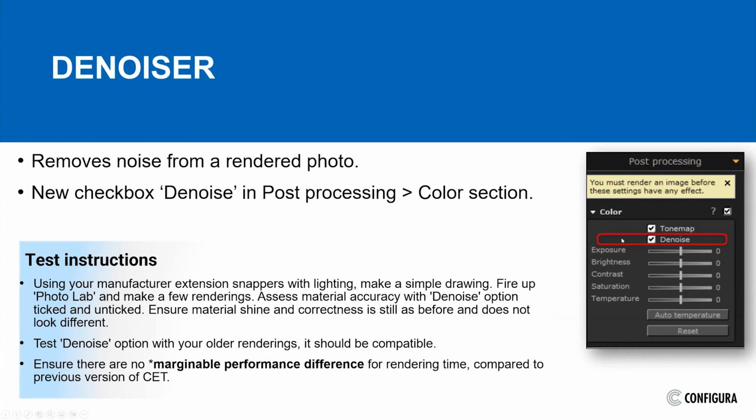With this denoise feature, make sure there's no noticeable performance difference for rendering time. Again, you could use the response monitor in the QA2 license extension to check the time taken between different versions of CT. That will give you a better idea of whether it's faster or noticeably slower.